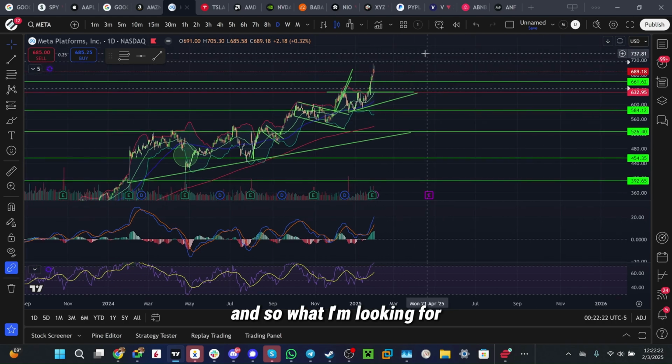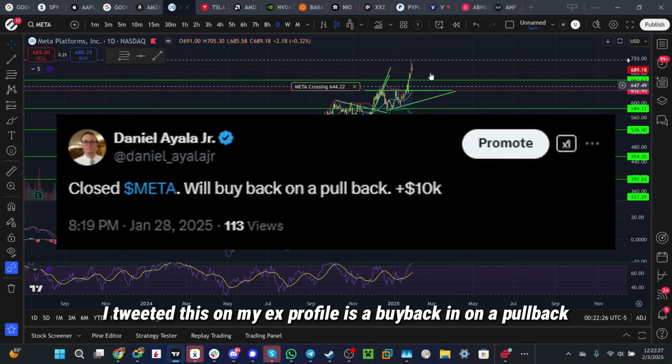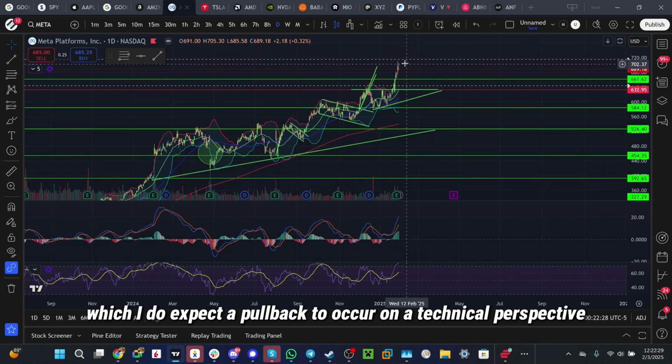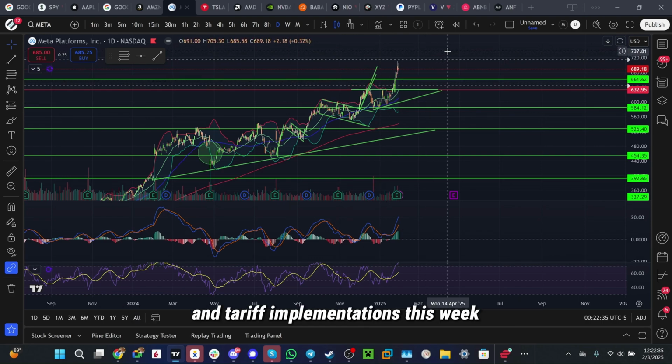And so what I'm looking for, I tweeted this on my X profile, is that I'll buy back in on a pullback, which I do expect to occur from a technical perspective, and also how things are aligning with the US economy and tariff implementations this week.